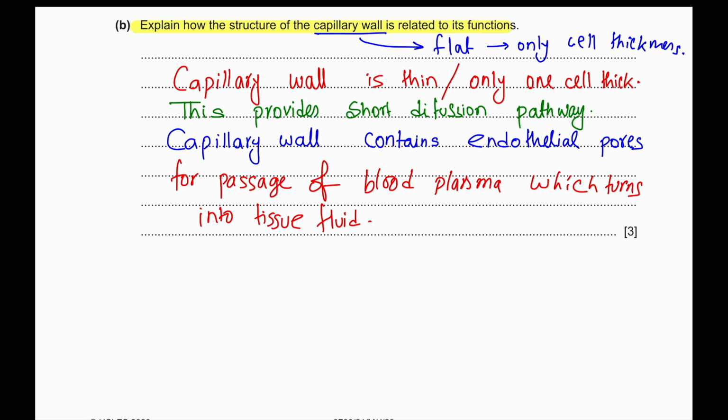So the answer can be written. Capillary wall is very thin, only one cell thick. This provides a short diffusion pathway. We can also add capillary wall contains endothelial pores for the passage of blood plasma, which turns into tissue fluid.